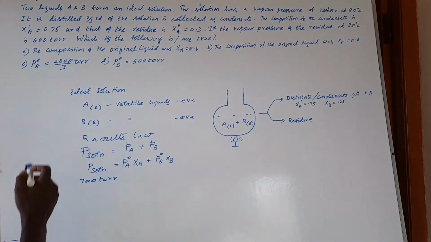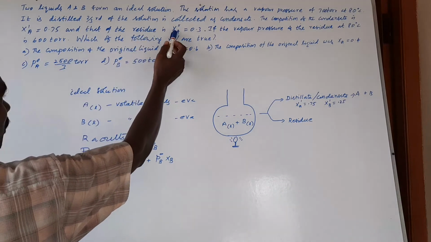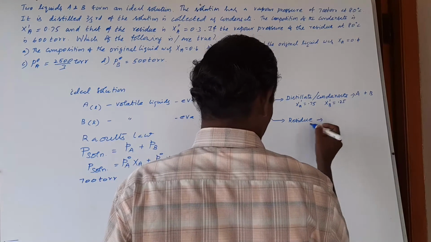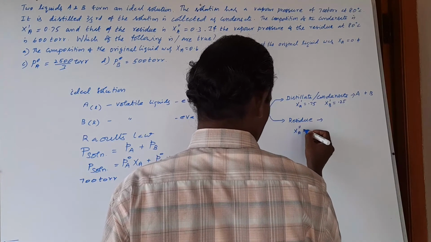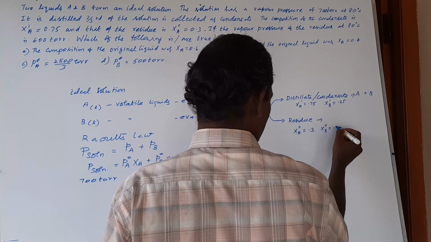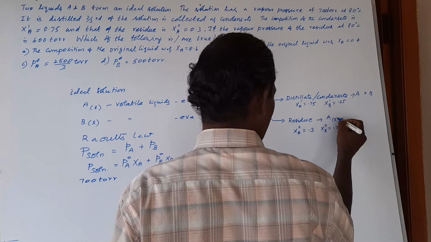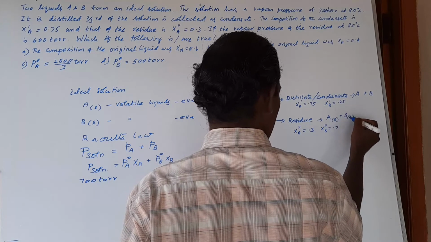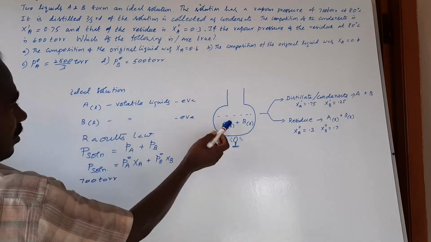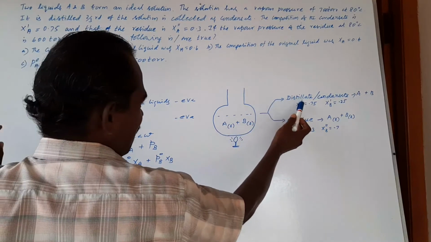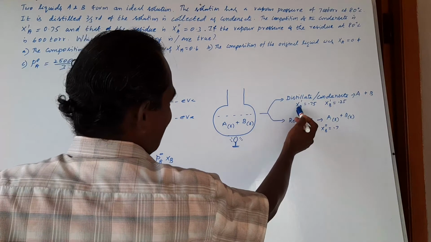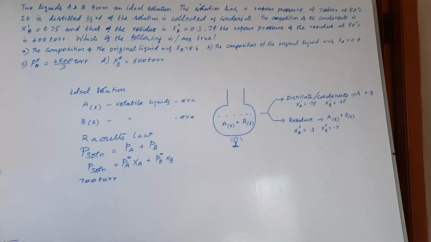And that of residue, mole fraction of A is equal to 0.3. In the residue, mole fraction of A is given, that is equal to 0.3. This indicates mole fraction of B is equal to 0.7. So residue contains A as well as B. So this ideal solution on distillation gives distillate and residue. This distillate contains so and so, residue contains so and so.